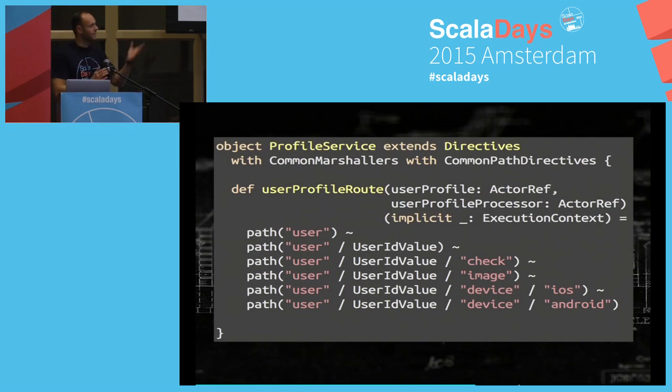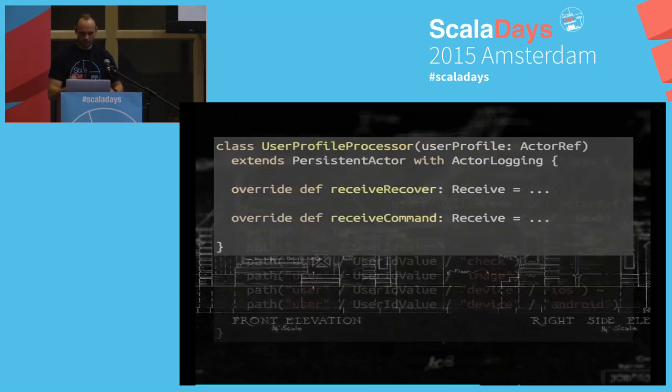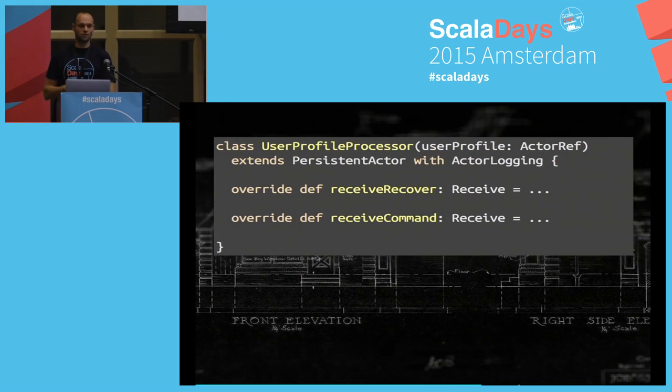The profile service, again, this is a neat Spray API. I won't go into the details of it, but you can see we have a RESTful API. In this particular case, the profile service has URIs that begin with user, and then we can post a user to register it. We can then get a user's profile by ID. You can set and get it, of course. We can set and get the user's image. We can register an iOS or Android device. Requests to these end up as messages to the user profile processor.